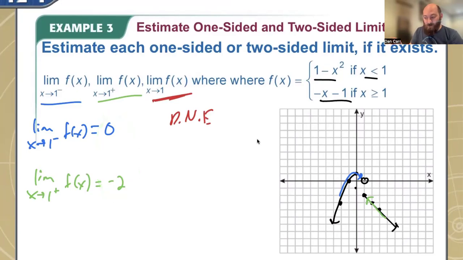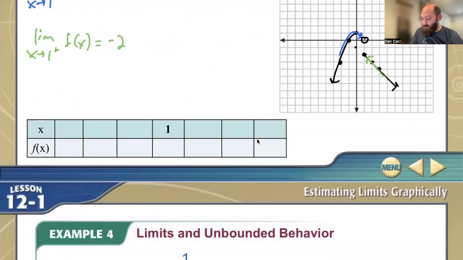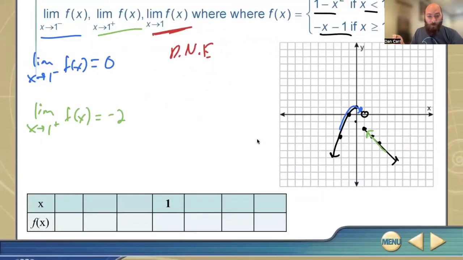Okay, to help demonstrate this further, let's go ahead and look at the table. We know that at 1, we're jumping over between the two. If I plug 1 in, I would plug into the second one. And I get a negative 2. So let me look at the right-hand limit real quick. If I go 1.1, 1.01, 1.001, plug these into a calculator, we get negative 2.1, negative 2.01, negative 2.001. So you can see that we are approaching negative 2 coming from that direction. As we get closer and closer and closer, we are getting close to negative 2.